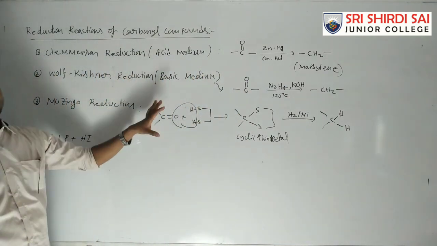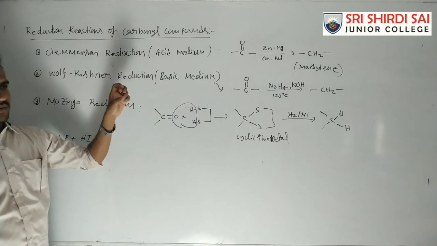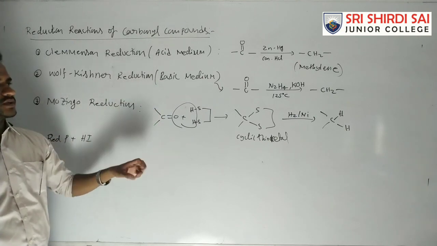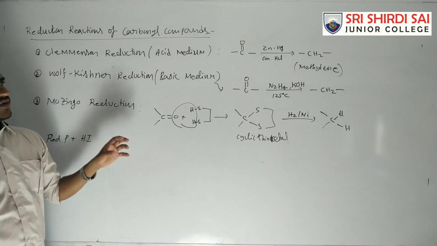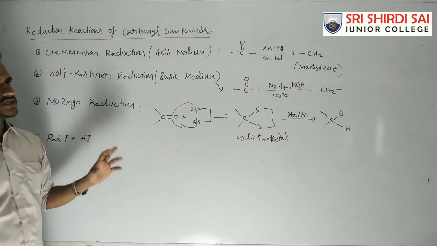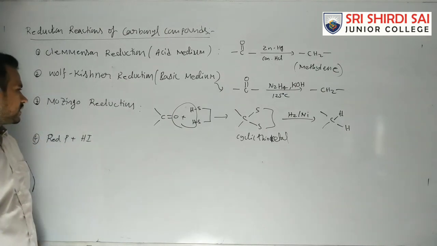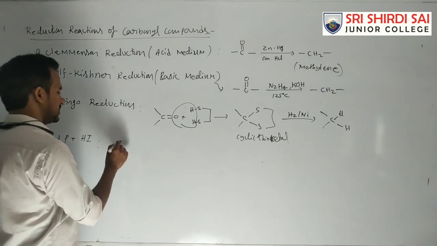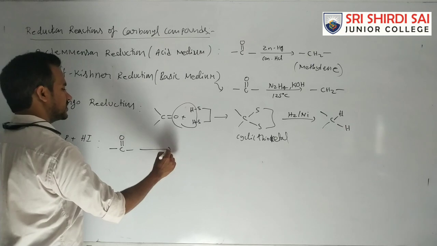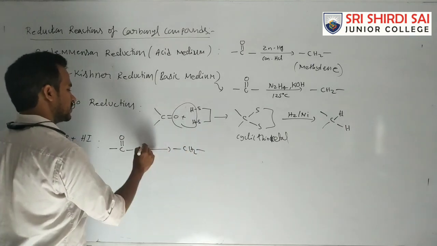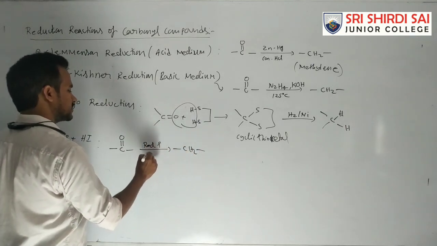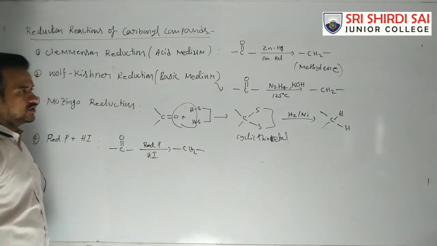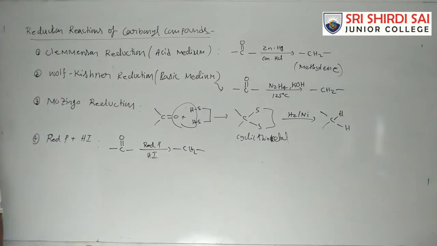In all these reactions the starting reactant and final product are the same, but the way of reaction is different. That means the reagents are different, for example here red phosphorus and HI. Here also the C=O group is converted to CH2, with red phosphorus and HI.